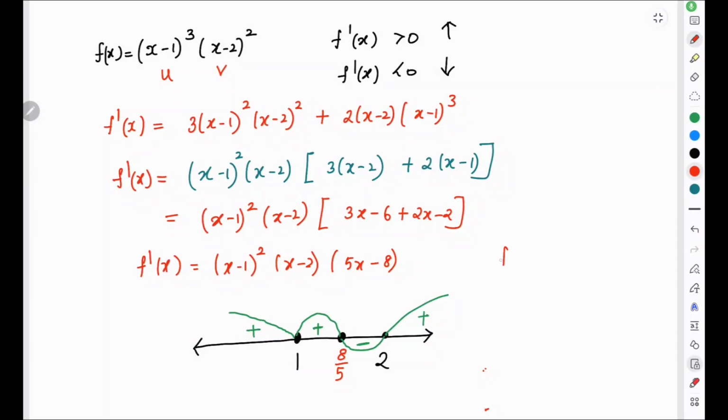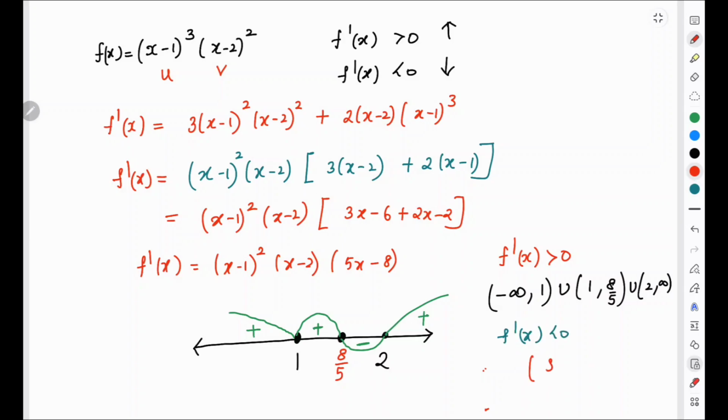Now let us see where the given function is increasing. f dash of x is greater than 0 in the interval minus infinity to 1 union 1 to 8 by 5 union 2 to infinity. Where f dash of x is less than 0, that is 8 by 5 to 2.